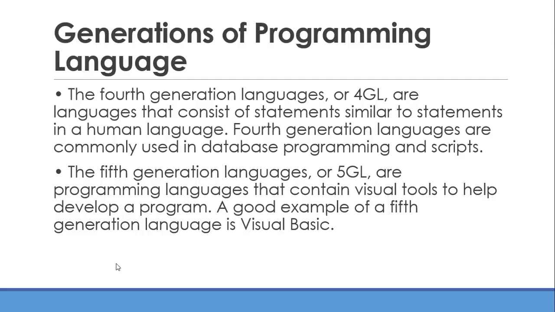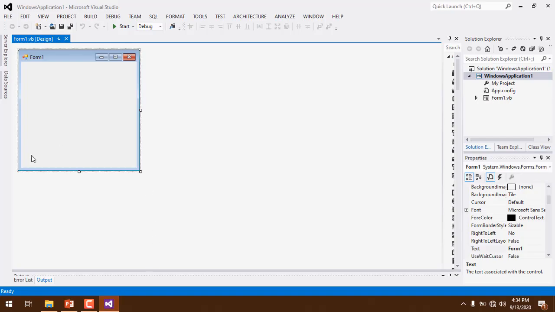The fifth generation language, or the 5GL, are programming languages that contain visual tools to help develop a program. A good example is Visual Basic. So Visual Basic can also be used with C++ and ASP.NET.